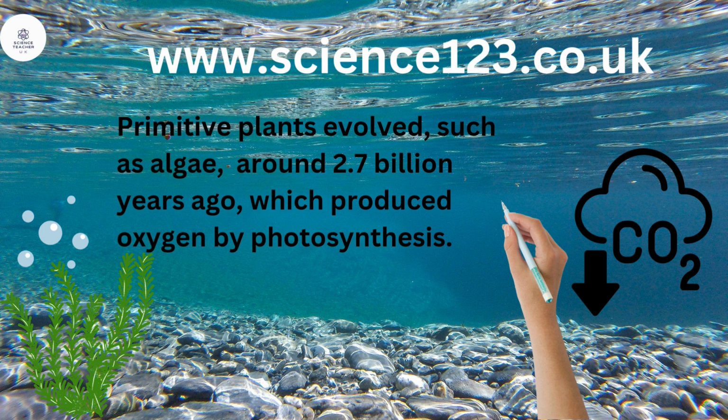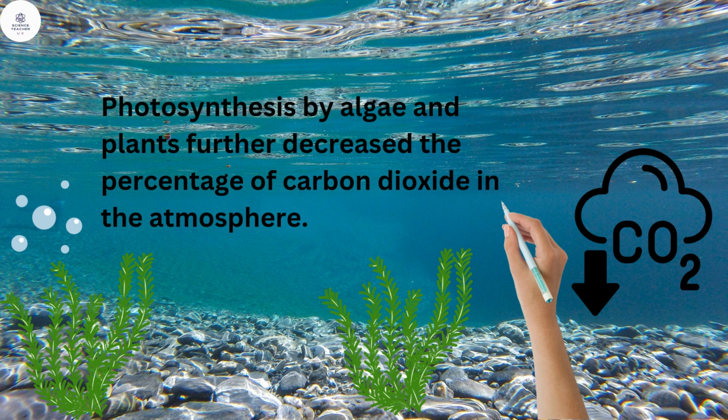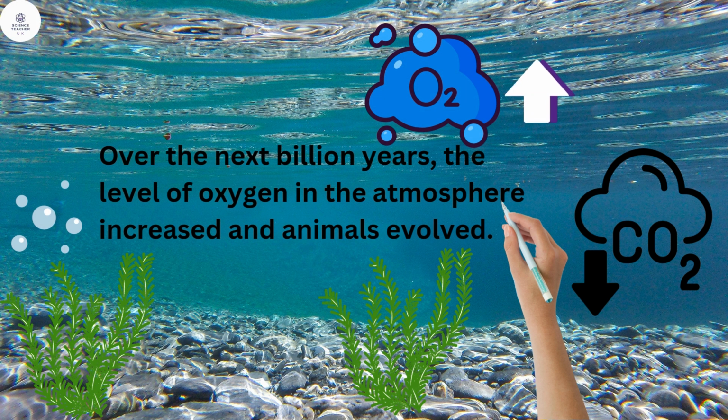Primitive plants evolved, such as algae, around 2.7 billion years ago, which produced oxygen by photosynthesis. This photosynthesis by algae and later land plants that evolved further decreased the percentage of carbon dioxide in the atmosphere. Over the next billion years, the level of oxygen in the atmosphere increased and animals evolved.